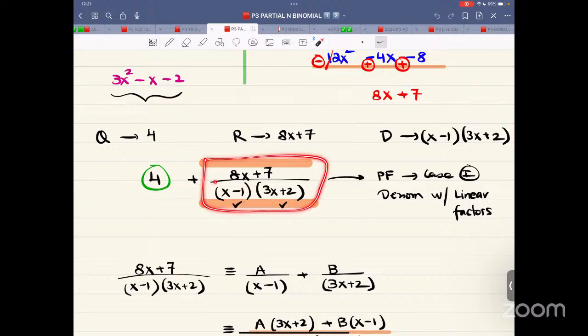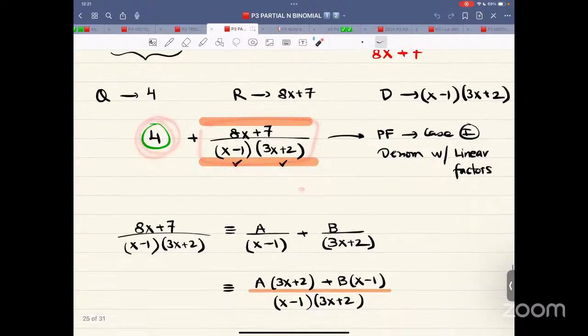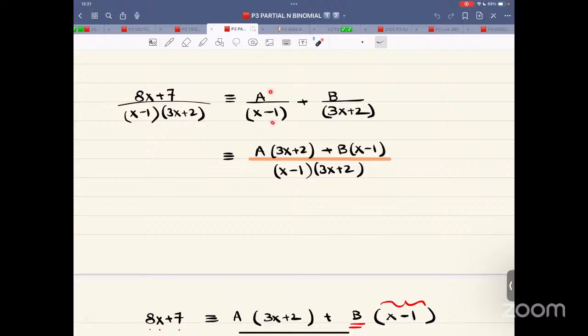Now decide on the case. It's partial fraction, case number 1, denominator with linear factors. So take this thing, break it up into partial fraction, don't forget the 4. So this is A over x minus 1, B over 3x plus 2. Take the LCM, this thing equals to this thing.